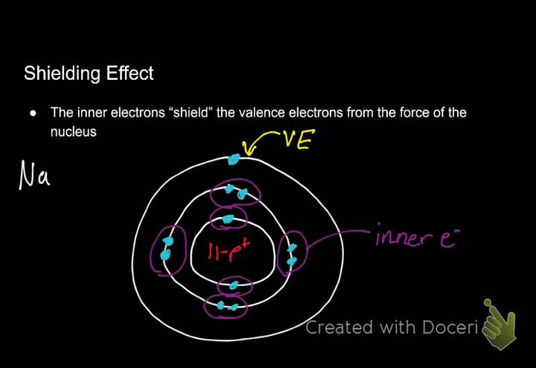Now, kind of an easy way to get our number of inner electrons really pretty quick is going to be our protons, or our total number of electrons, so in this case 11. We are going to subtract our 1 valence electron. So 11 minus 1, we get 10. So we are going to have 10 inner electrons.